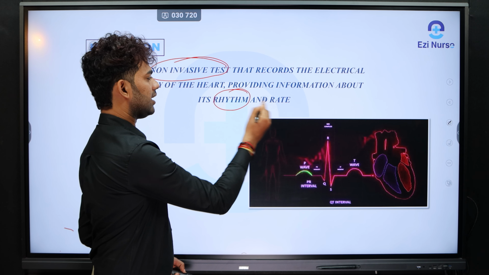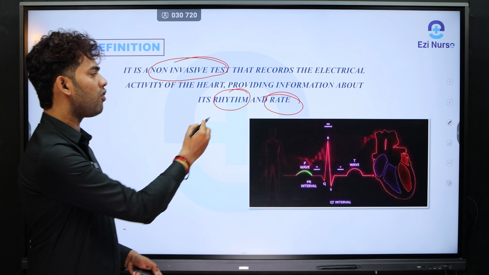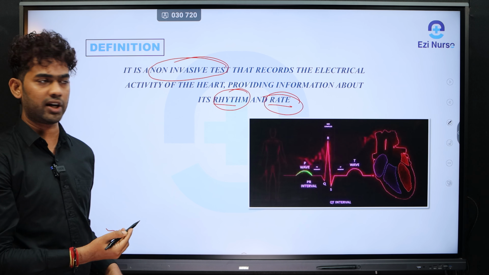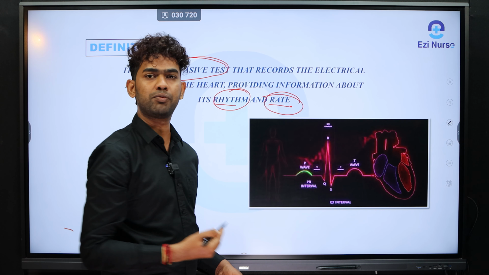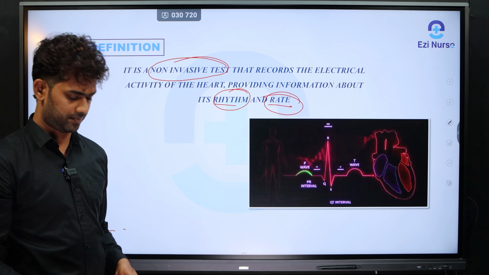By analyzing the ECG, we are especially focusing on the rhythm and rate. Whether the rhythm is regular or irregular, or the heartbeat is fast or slow, that we get after taking the ECG.